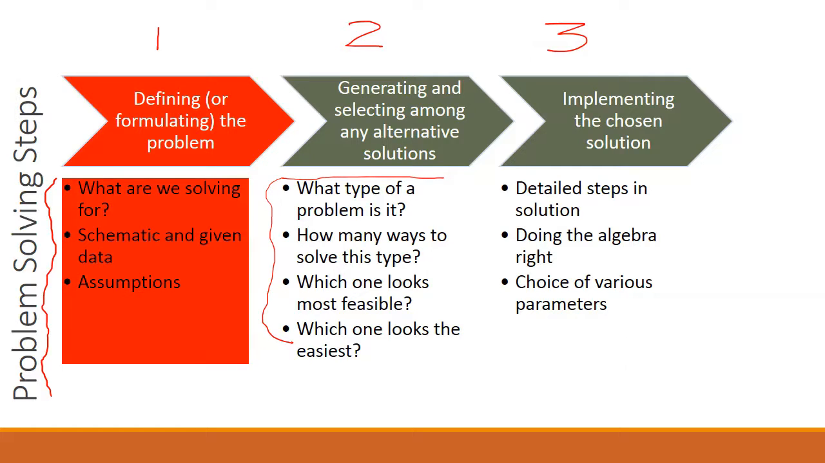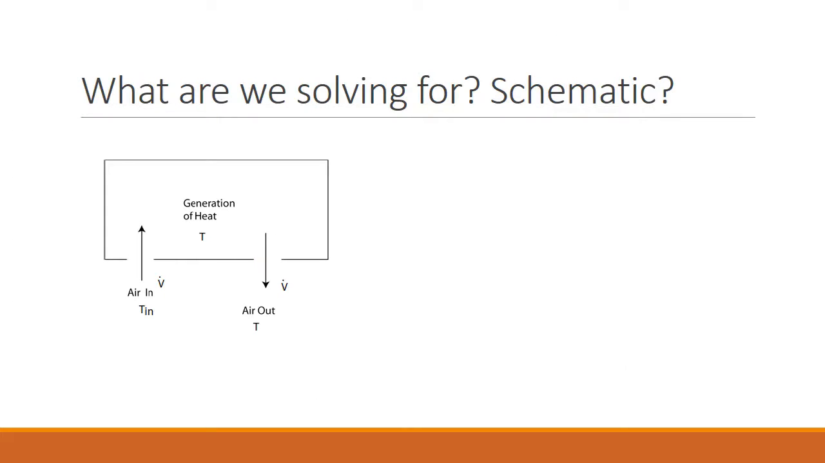So the first one of the main 3 steps is defining or formulating the problem. What are we solving for? What is the schematic and assumptions? So what are we solving for? We are solving for temperature T of the room, temperature T as a function of time. That's what we are solving for.